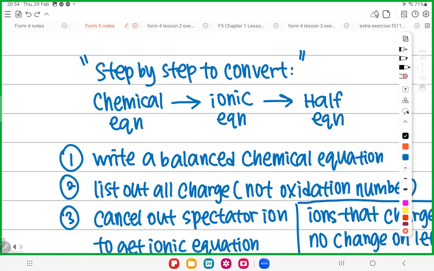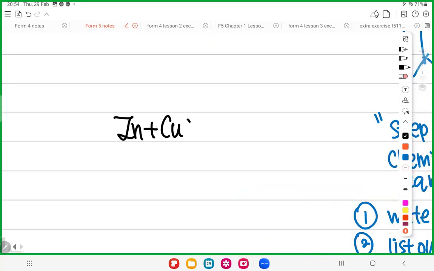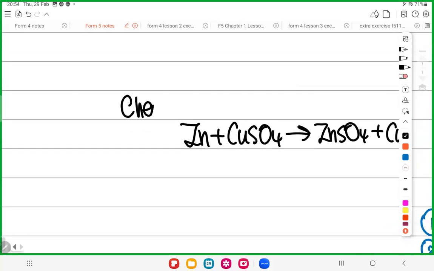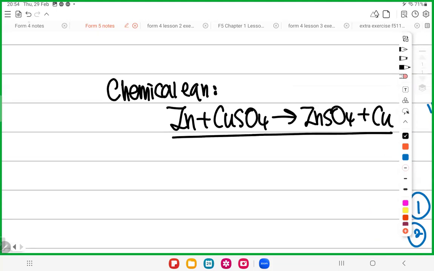So I use an example for demonstration. Zinc plus copper sulfate become zinc sulfate and copper. So this equation, is it balanced? Yes. 1 zinc on the left, 1 zinc on the right. 1 copper on the left, 1 copper on the right. 1 sulfur on the left, 1 sulfur on the right. 4 oxygen on the left, 4 oxygen on the right. So it is balanced. So this is a chemical equation. Why? This equation doesn't have charge.